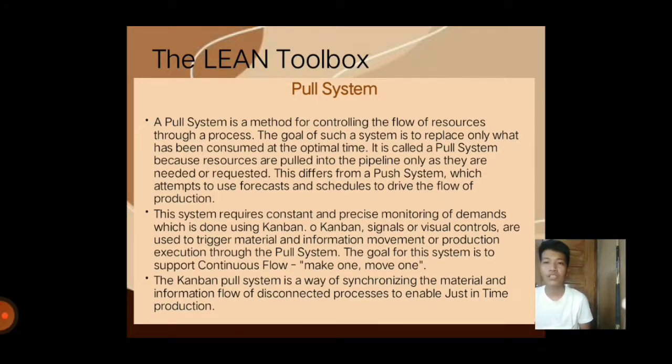The goal for this system is to support continuous flow: make one, move one. So the Kanban pull system is a way of synchronizing the material and information flow of disconnected processes to enable just-in-time production.